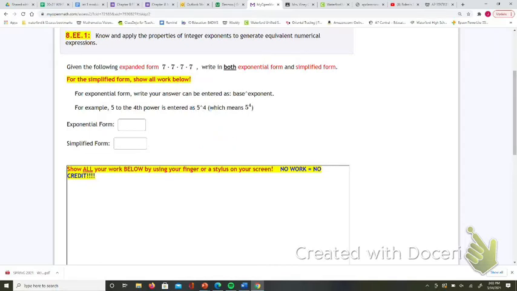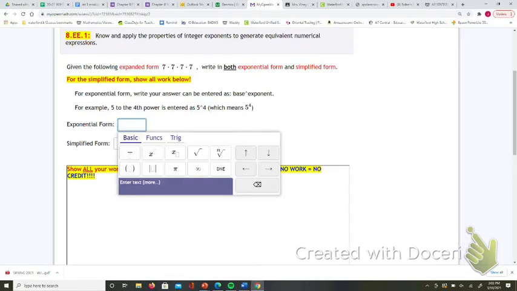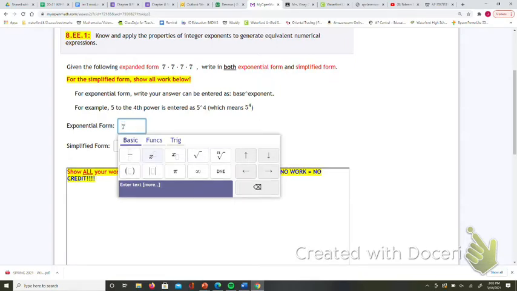However, in our calculator, we have an exponent button. So we click in, and we're not doing 5. If you remember, we are doing 7 times 7 times 7 times 7. So how many 7's do we have? We have 4 of them. So that is 7 to the 4th power. So we type our 7, and then we type the exponent button, and then the 4.